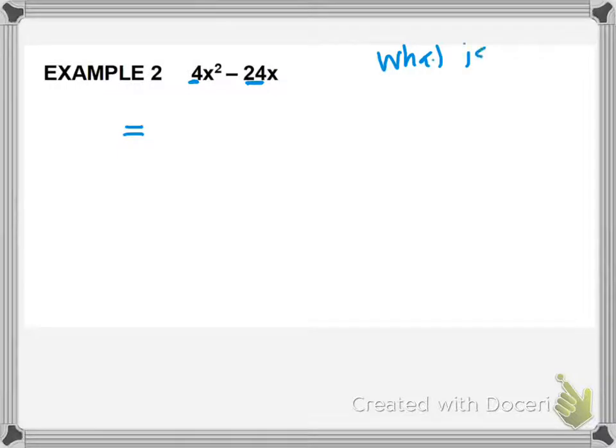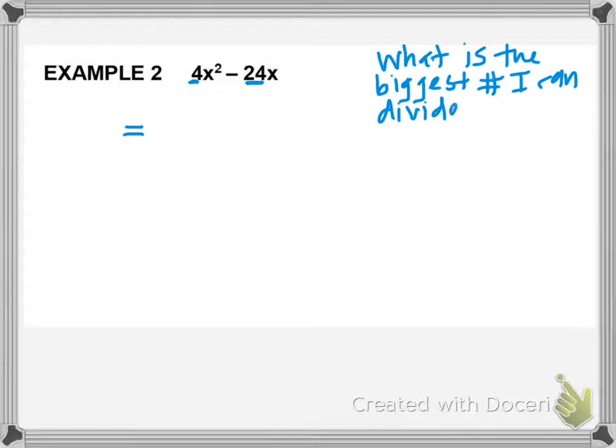What is the biggest or the greatest, that's where the greatest comes from, biggest number I can divide all numbers by evenly. And by numbers, I mean coefficients. So that's the first thing you want to ask yourself. So if I look at 4 and 24, I can divide them both by 2. I can divide them both by 4. The greatest number is 4. So I'm going to write that down.